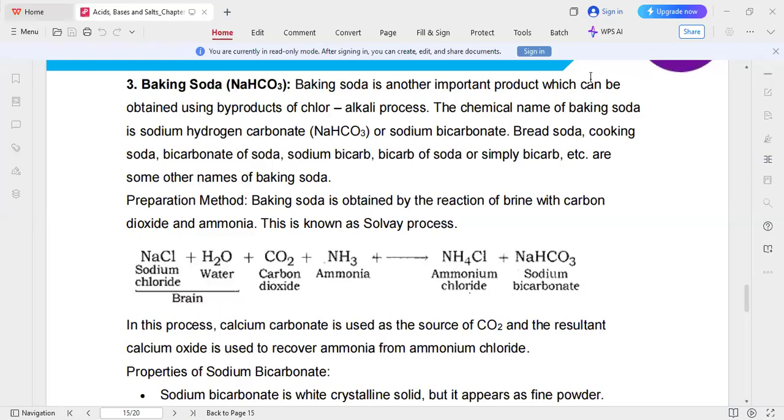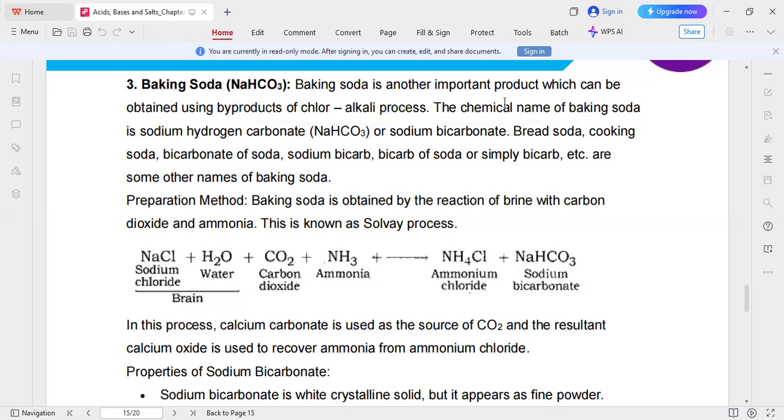Hello students, in this video I am going to explain baking soda, which is one of the important salts. Now try to understand what is baking soda. Baking soda general formula is what, children? Chemical formula NaHCO3. It is read as sodium hydrogen carbonate or sodium bicarbonate. So, try to understand baking soda.